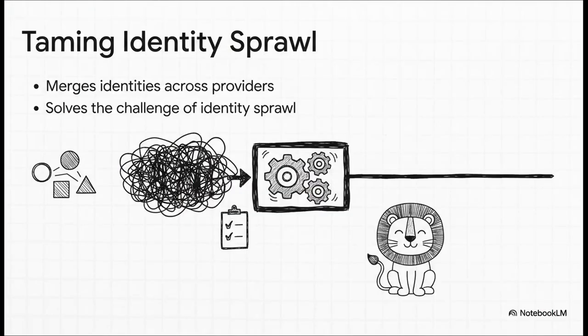So what's really cool is how it pulls this off. OpenBao can actually merge identities from all sorts of places, like your company's Active Directory, your Kubernetes cluster, or even your cloud provider. Then it uses a single, unified set of rules to decide who or what gets access to which secret. That is how you bring sanity back to identity sprawl.